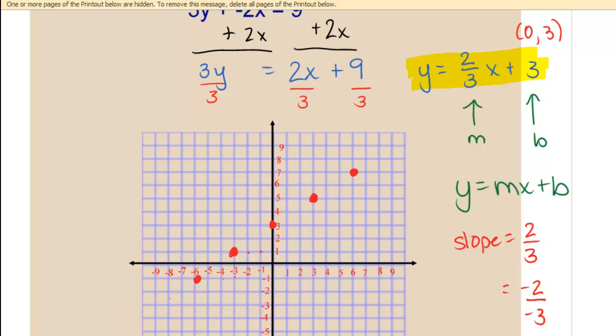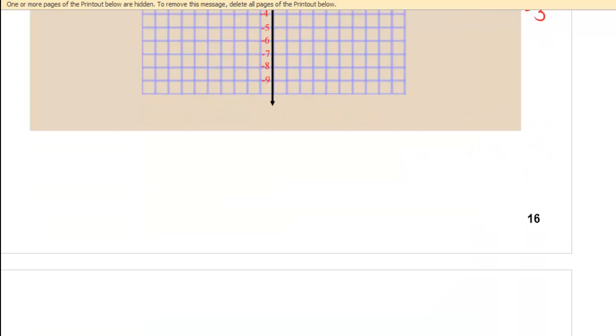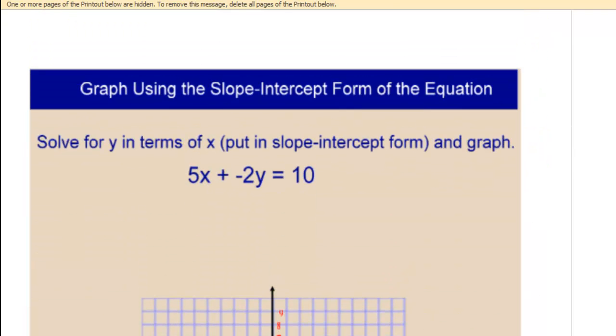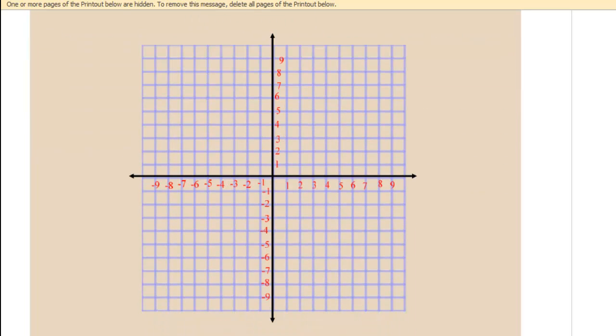Now I just connect all these dots. Connect the dots, nice and easy. So my ordered pairs form a line for the equation y equals 2/3 x plus 3. Go ahead and try this next equation. First, you're going to want to put this in slope-intercept form by solving for y in terms of x, and then graph it. Remember, when you start graphing, you start with your slope, and then you start with your y-intercept.